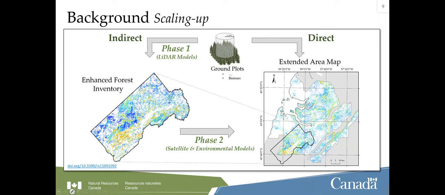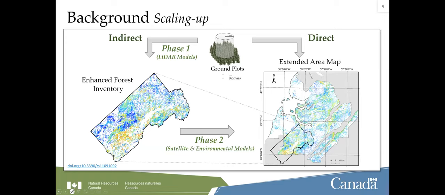So when it's not feasible to acquire LiDAR for a large area, we can scale up our EFIs. We basically extend our enhanced forest inventory predictions beyond our area of airborne LiDAR using spatially comprehensive layers, which can include satellite information like we've previously seen, but also environmental and topographical layers, any spatially comprehensive predictors that we'd like.